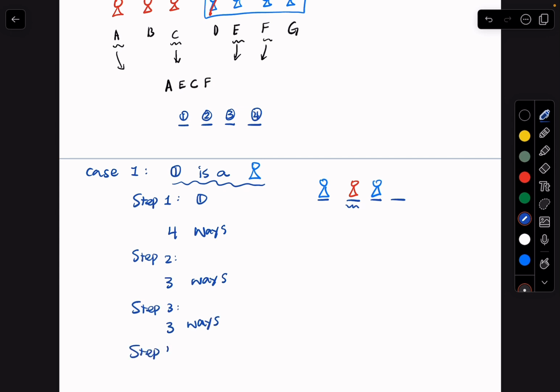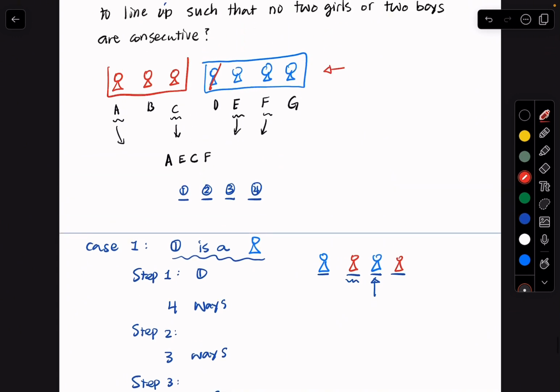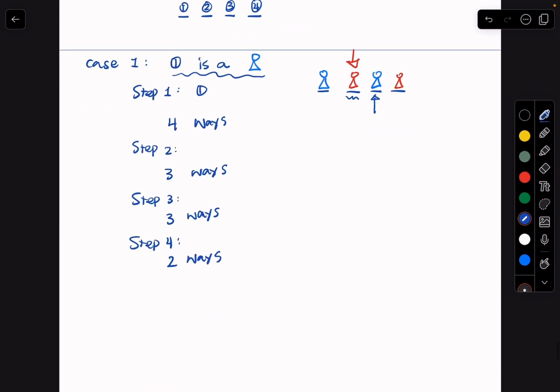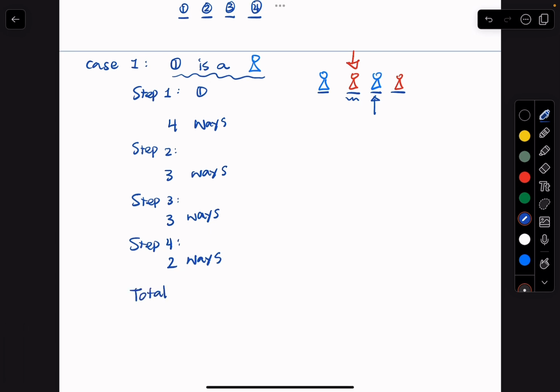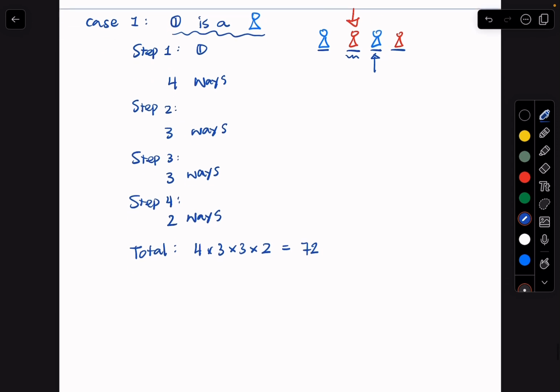And my last step, where I choose a person for my 4th place. Since my 3rd place is a boy, my 4th place has to be a girl, right? So we're choosing a person from these 3 people. But same thing here, one of the girls is chosen in my step 2. So now I have only 2 choices. Okay, so we've done all steps in this case, and we can find the total ways. I can just multiply everything together: 4 times 3 times 2, times 3 times 2, which gives me 72. So I have 72 ways in total in my case 1.